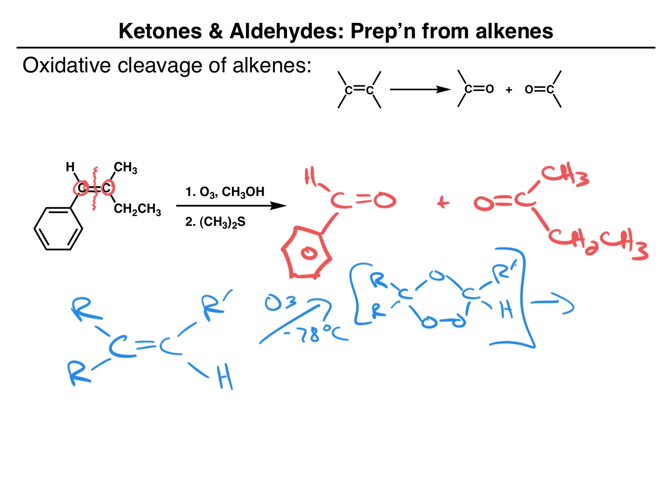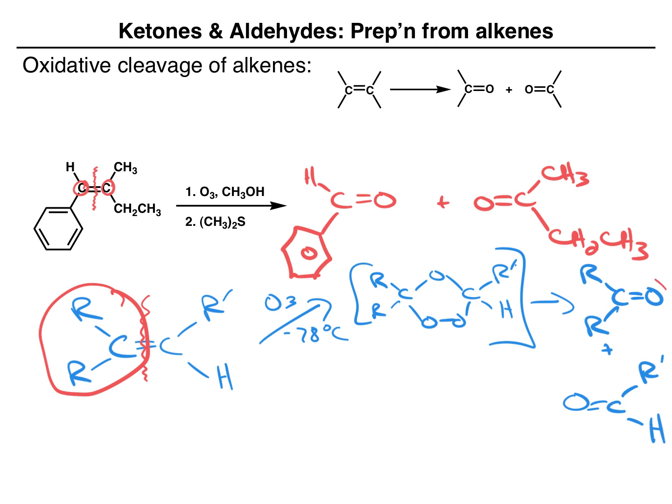And then reduction using something like dimethyl sulfide completes the oxidative cleavage, leading to this ketone plus this aldehyde. And so again, cleavage between the alkene carbons, where this piece is converted to this ketone, and this piece is converted to this aldehyde.